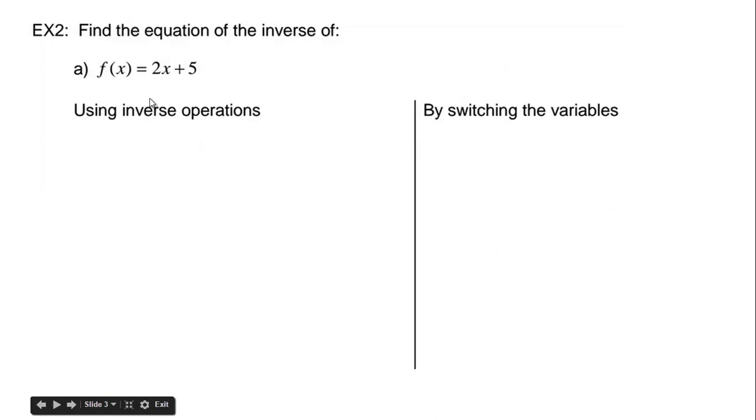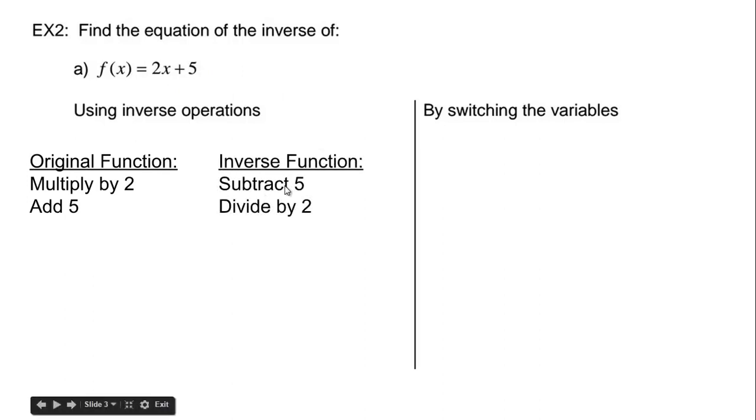Find the equation of the inverse using inverse operations and switching the variables. So this is a new equation, very similar though. For the original function, we multiply by 2 and add 5. So for the inverse function, we would subtract 5 and then divide by 2. So notice, instead of multiply, we divide. Instead of add, we subtract. But we also do them in reverse order. If you think about what's happening to y, if we balance this equation, we're going to subtract 5 first, then divide by 2. And so that's your equation.